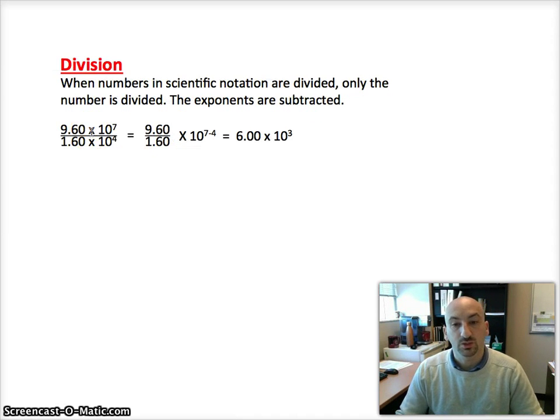For division, once again, if we have two numbers in scientific notation and we're dividing them, we only need to divide the numbers in front, and then the exponents are subtracted. Here we have 9.60 times 10 to the 7th, and we're dividing by 1.60 times 10 to the 4th. We take 9.60 and divide by 1.60, which is equal to 6.00. The exponents, 10 to the 7th and 10 to the 4th, are subtracted from one another. 7 minus 4 is 3, so we're left with 6.00 times 10 to the 3rd. That finishes how to work with scientific notation.